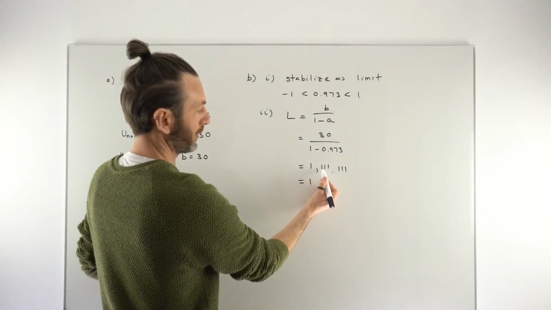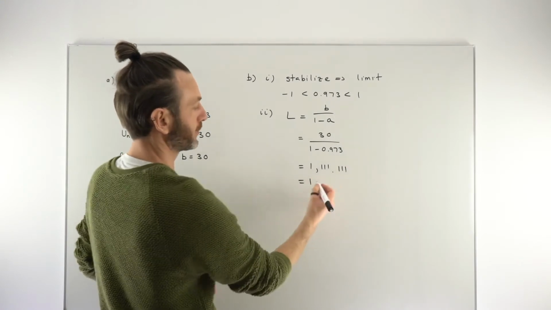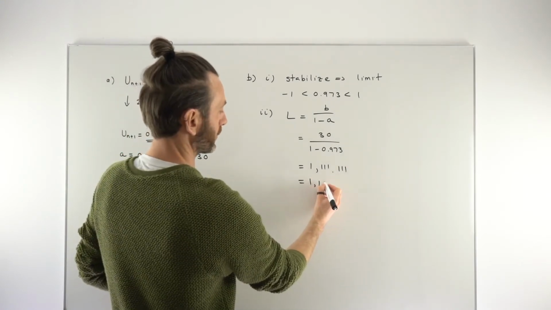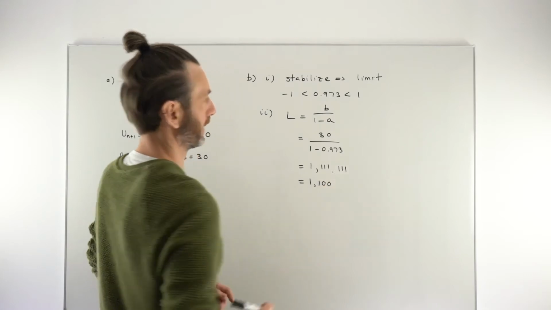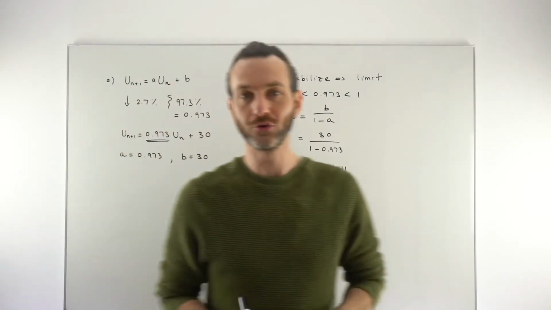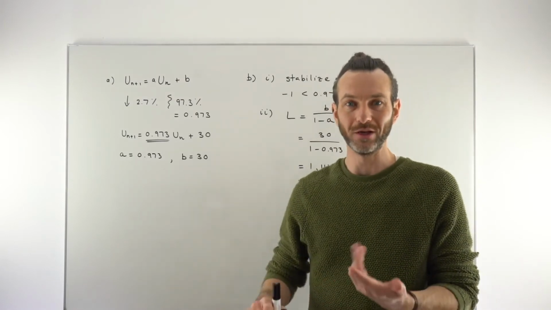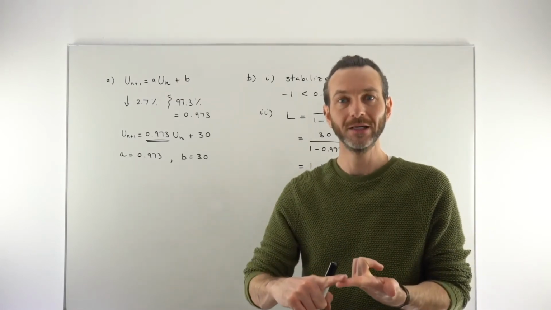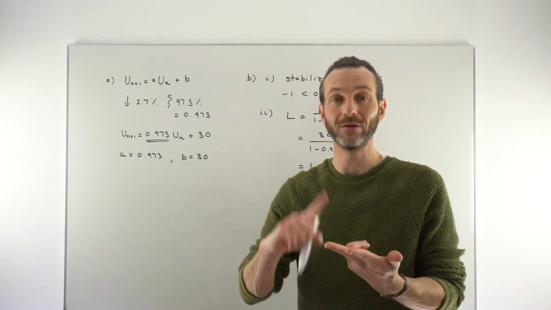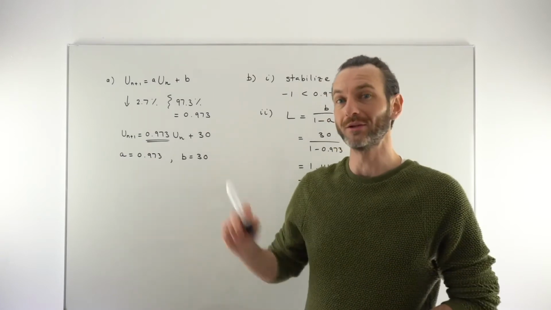So this is 1111.111. So to the nearest 100, that's just going to be 1100, like this. So pretty classic recurrence relation question there, really asking you to make the recurrence relation from information, state why there's a limit, or if there is a limit, and then to find that limit. So that is the end of that question.